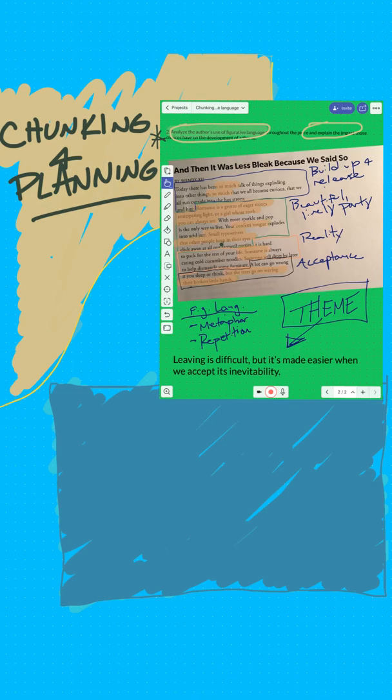So we're going to look at this in a couple of different ways, because we can write this essay in a couple of different ways. We don't have to structure it all the same way. We don't all have to structure our essay about these ideas the same way.